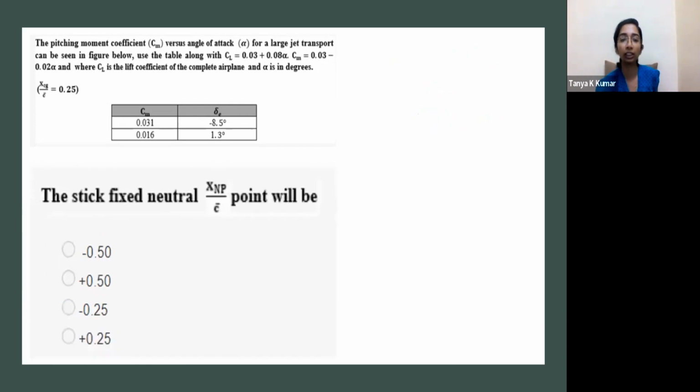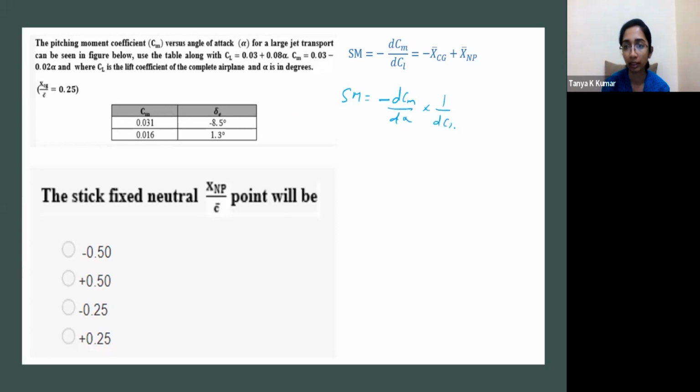Next question is the stick fixed neutral point. How do you find this? We have this equation, static margin, dCm by dCl, is the stick fixed. Static margin is minus dCm by d alpha into 1 by dCl by d alpha. Is this the same as this? Right, so it's just a division of two slopes.